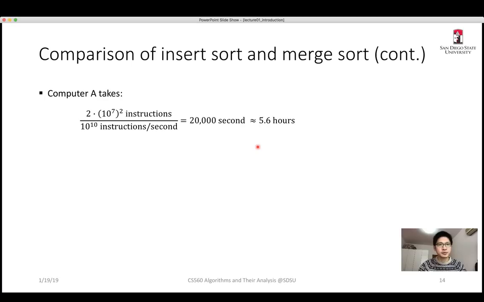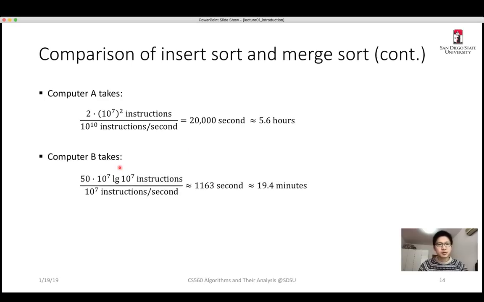And let's look at computer B. The total number of instructions needed by merge sort is C2, which is 50, times n times log n. That's divided by the speed of computer B. It turns out it just takes 1,000 seconds or so, which is about 19 minutes, less than 20 minutes. That means computer B runs 17 times faster than computer A on this particular task of sorting an input of 10 million elements.